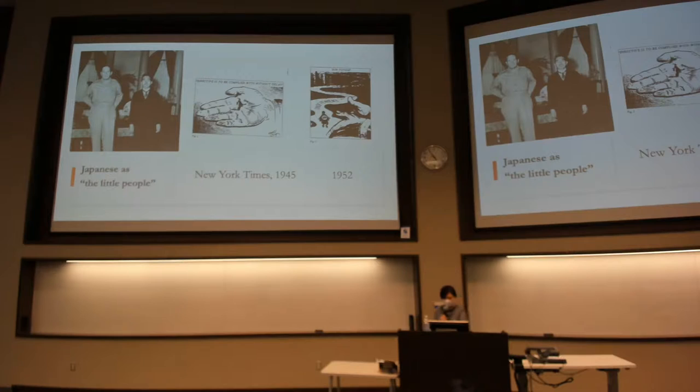Here are some images from the United States, but they are internalized and problematized often in post-war Japan. So of course you see MacArthur and the Emperor Hirohito from 1945, and then that is a little geisha woman on the big palm of the United States.